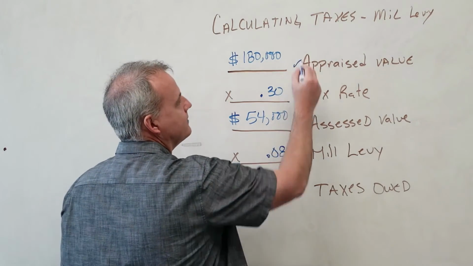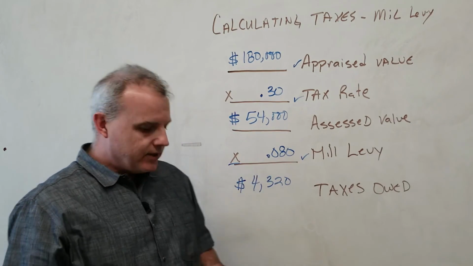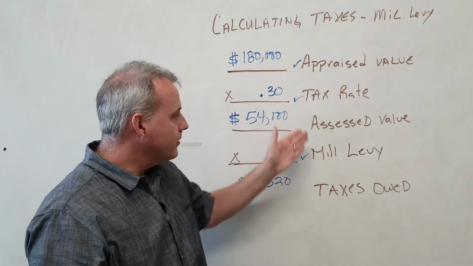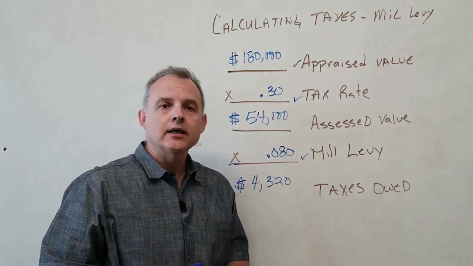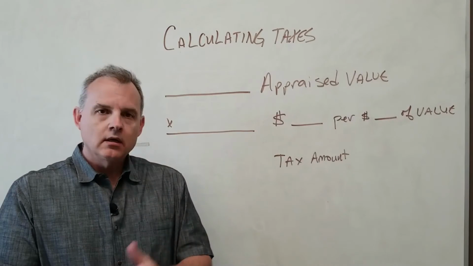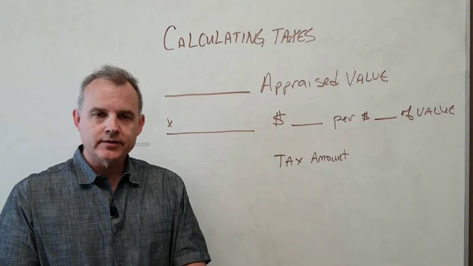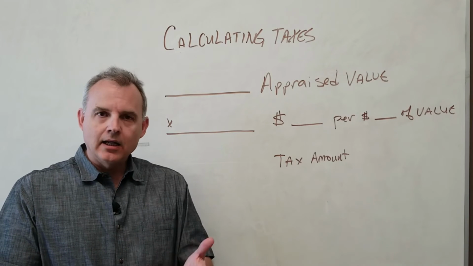So you need the appraised value, the tax rate, and the mill levy. If you have those three and you can remember the process, you'll always know how to get your tax amount that's owed. The second method for governmental bodies to calculate your property taxes is using a dollar amount.